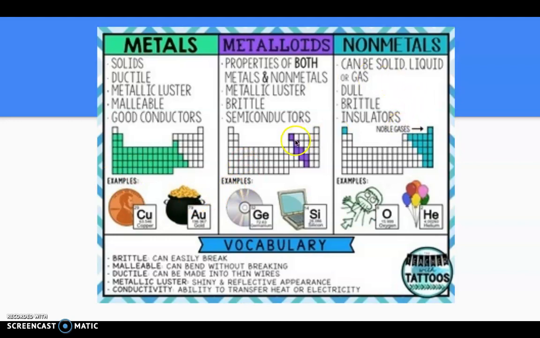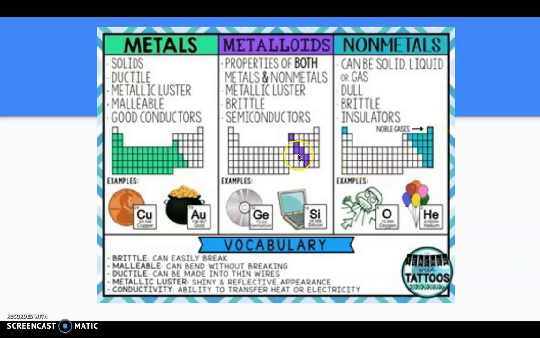Now, on the other side of the staircase are our nonmetals. They have very different properties from our metals. They can be solid, liquid, or gas. They're dull. They're not shiny. They're brittle, or break easily, especially if they're in solid form. They are insulators, meaning that they do not allow heat and electricity to flow through them easily. Hydrogen is over here, but it's special. It does belong in the nonmetals.